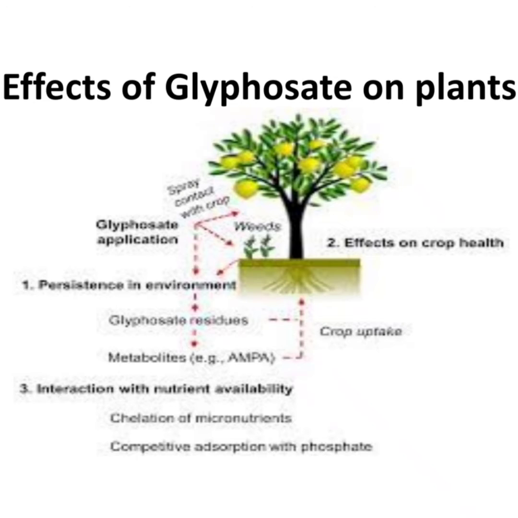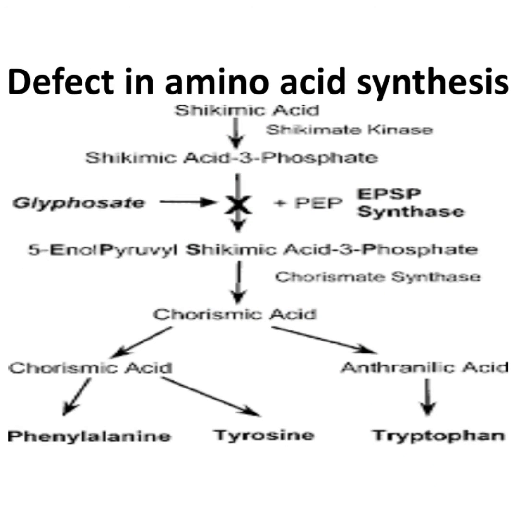When the glyphosate is applied to the plant or sprayed on the crops to remove the weeds, glyphosate residues persist in the environment, and they form metabolites like AMPA, and these are again taken up by the crops. Sometimes they interact with the nutrient availability, causing chelation of the micronutrients. Competitive adsorption with phosphates occurs, and they also cause effects on the crop's health. What is the defect that is caused? First, let us start with the metabolism.